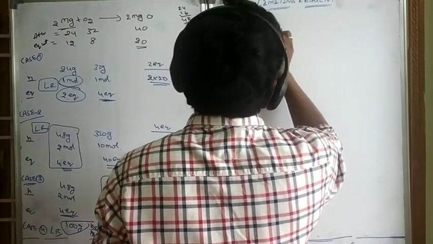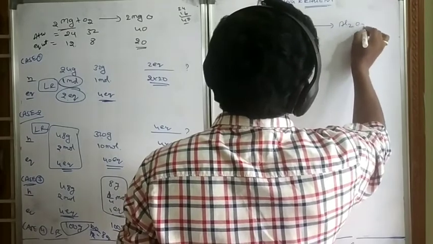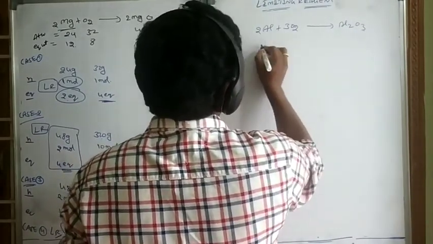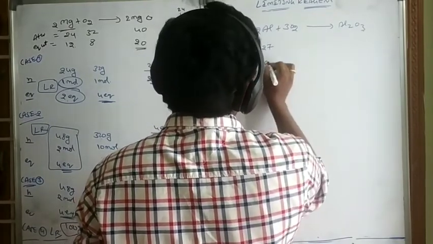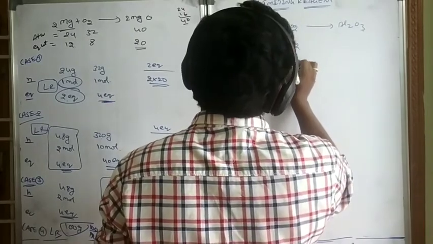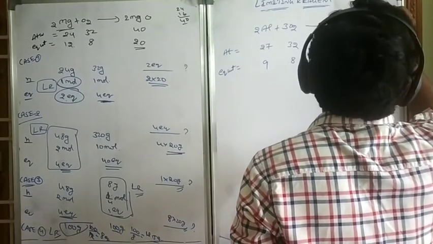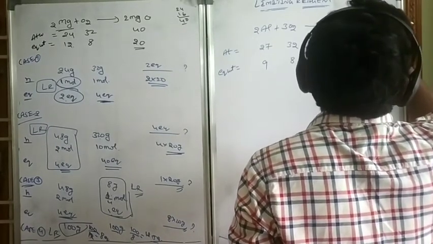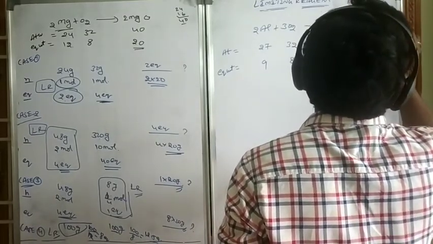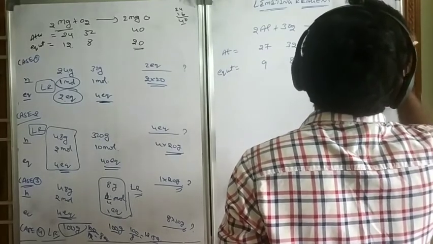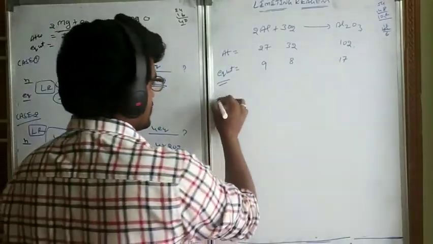So let us take 2Al plus 3O2 gives Al2O3. Atomic weight of aluminium is 27, equivalent weight is 9. Oxygen is 32, 8. Al2O3 means 54 and then 102 is the molecular weight, and that is the equivalent weight.